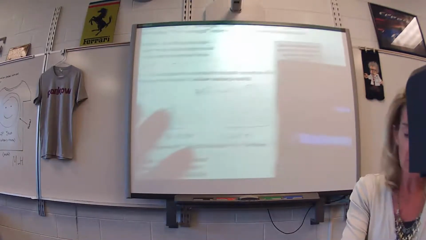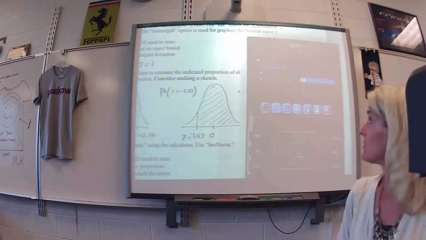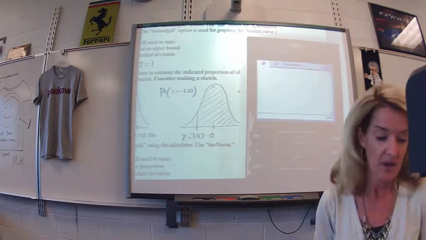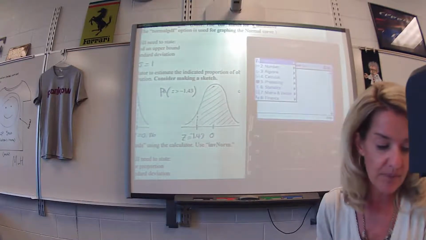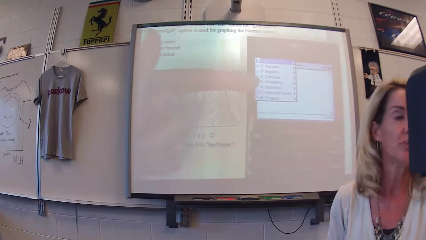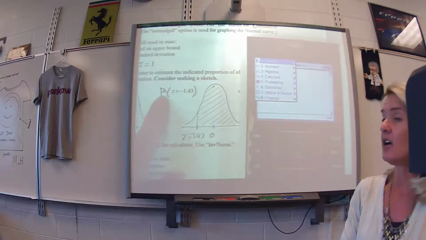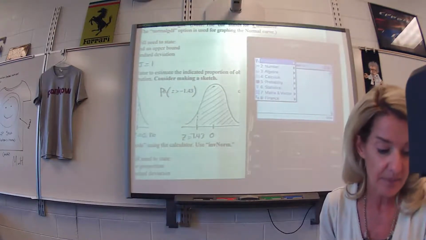So I am just going to go to my calculator, to my scratch pad. Everything on an Inspire is somewhere in your menu. You want to go to probability because we actually are calculating probabilities here.